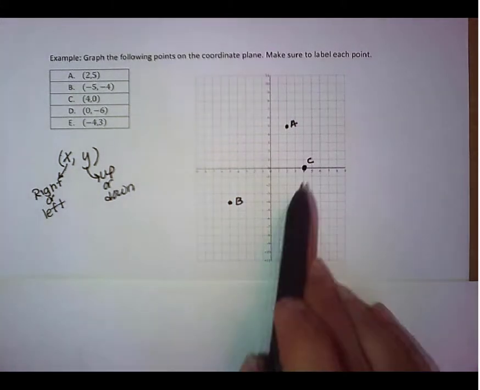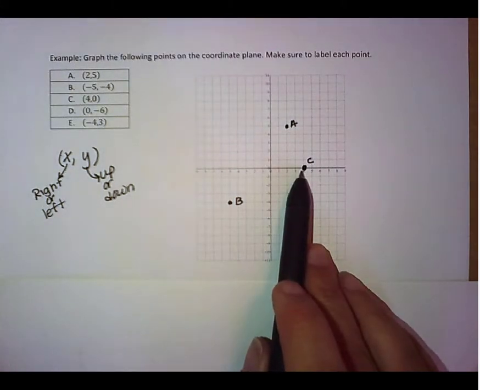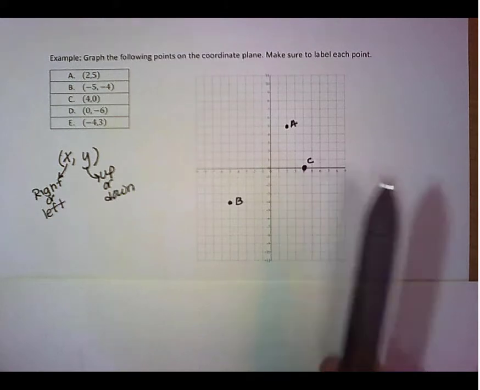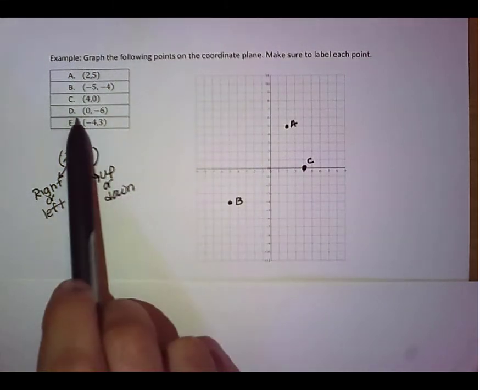By the way, this point right here is not considered to be in a quadrant. If somebody were to ask you what quadrant it is, you would tell them, nope, it's on the x-axis. In order to actually be within a quadrant, it must actually live inside the quadrant, not on either one of the axes.